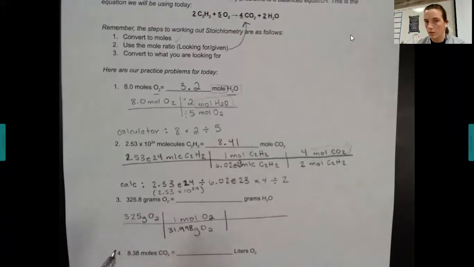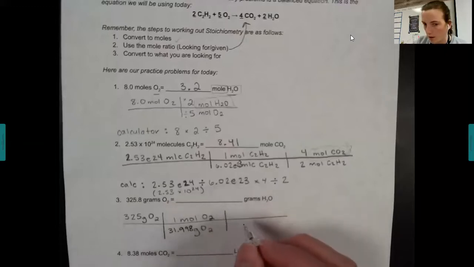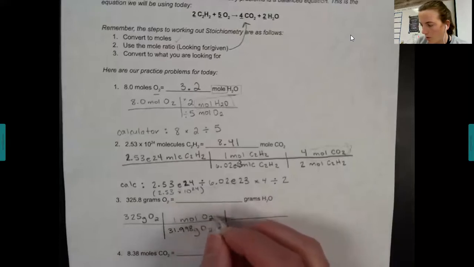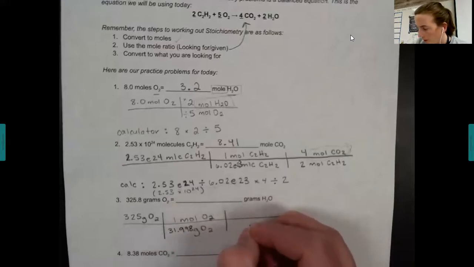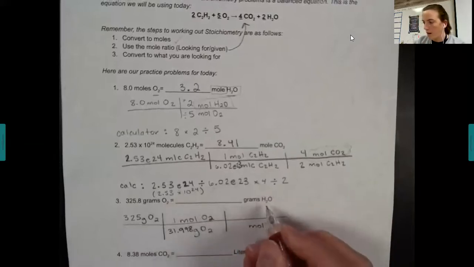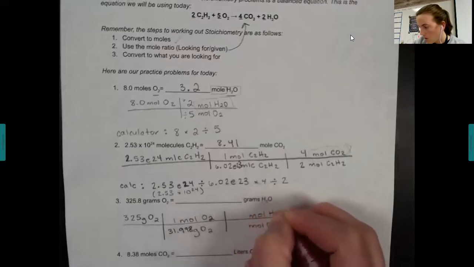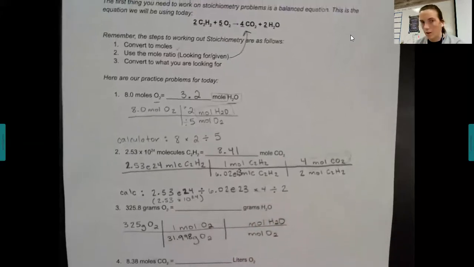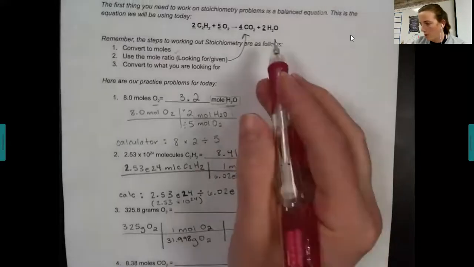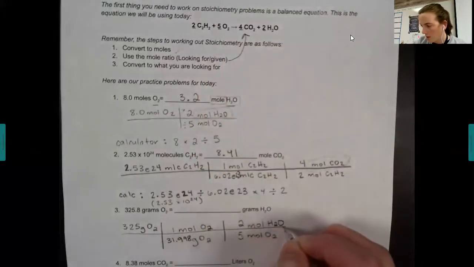Step 2 is to use the mole ratio. So again, before I even put numbers, I make sure I have stuff in the right place. If I have moles of oxygen on top here, then I have to have moles of oxygen on bottom here. And then it's asking me for water, so I'm going to have moles of water on top. When I look at my equation, it's 2 moles of water for every 5 moles of oxygen. Okay, so this is my mole ratio.